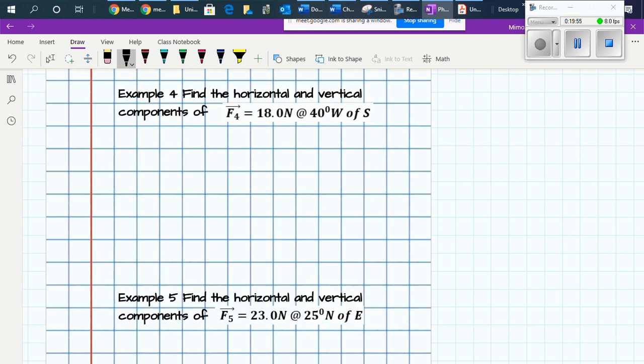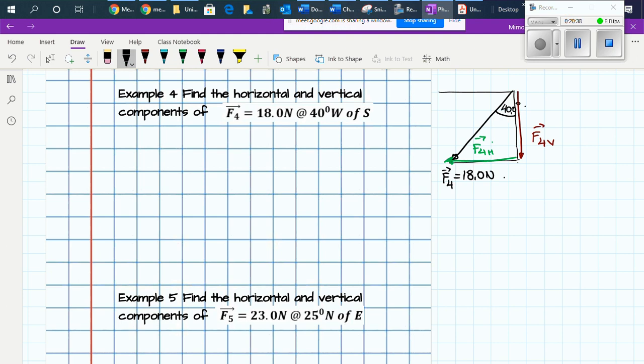It's between west and south. So west and south is something like this, starting from south, 40 degrees. So this is F4 as 18, and we have 40 degrees here. Create a right angle triangle that includes the given angle. Whatever is on the vertical will be the vertical component. This is F4 vertical, and whatever is on the horizontal will be the horizontal component, F4 horizontal.